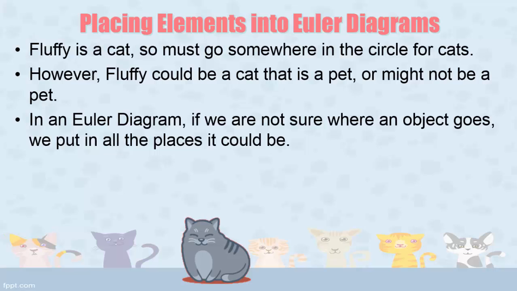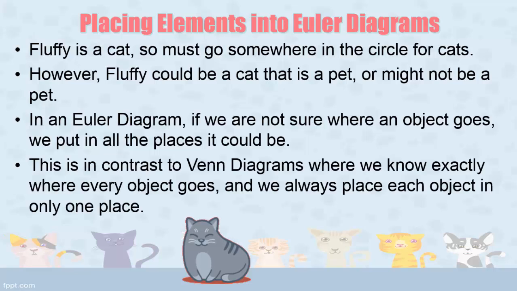So in the Euler diagram, if we're not sure where the object goes, we can place it in all the places where we think it could go. And this is in contrast to Venn diagrams, where we know exactly where each object goes, and we always place each object in only one place.